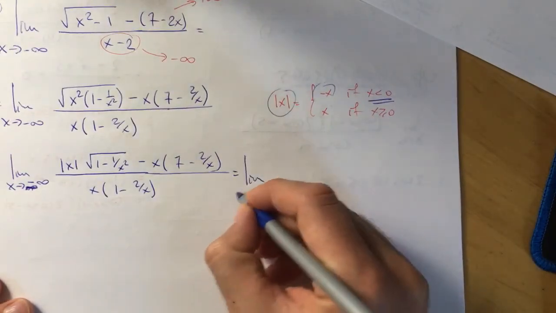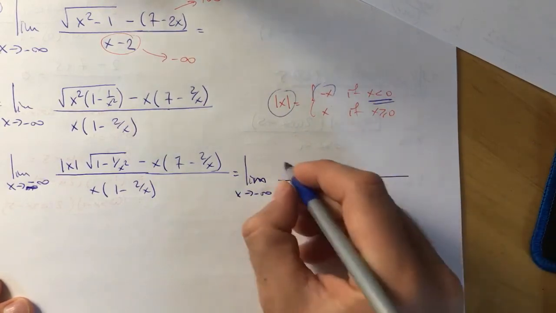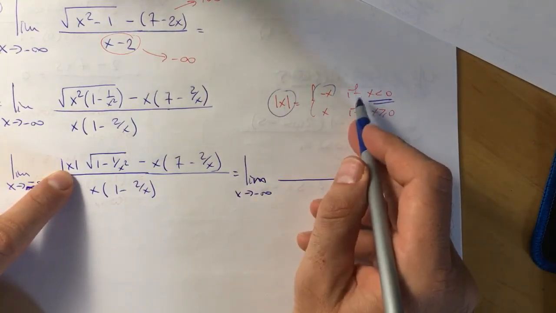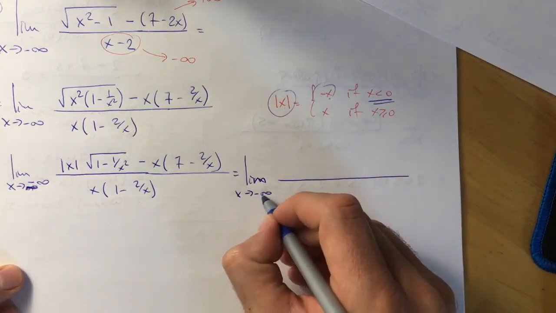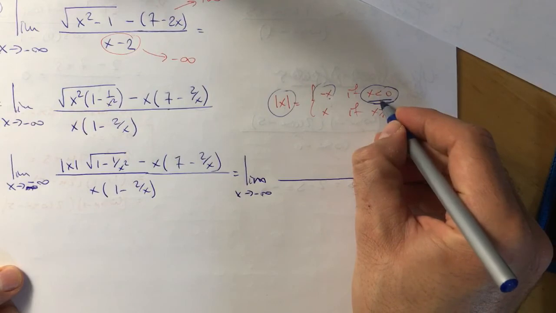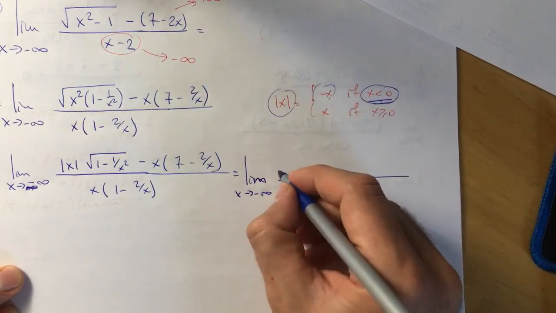So limit as x approaches negative infinity. Absolute value of x, we just said, is going to become negative x based on what? Based on the fact that x goes to negative infinity. So all of these x's are negative. When we drop the absolute value, it's going to become negative x.